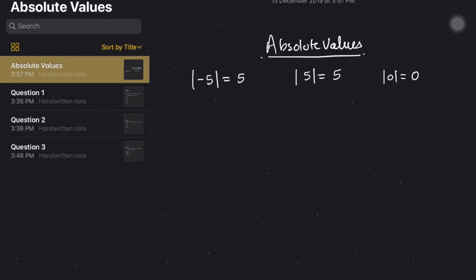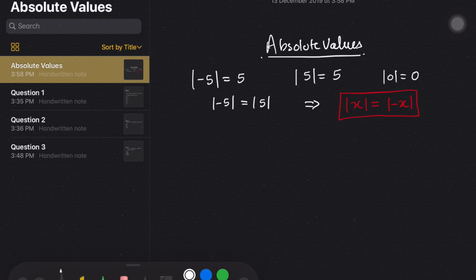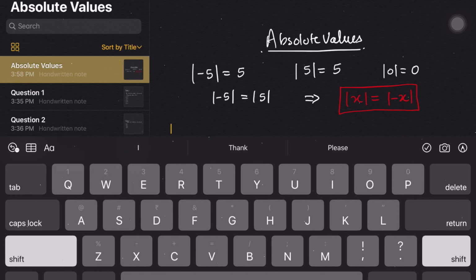Now, how is this tested on the test? It's like this. As we have seen that absolute value of -5 and absolute value of 5 stay the same, so we can take out our rule number 1 from here, which is absolute value of x and absolute value of -x is always the same. Now that's only just the starting. We'll move on to the new rules, but for that we need more examples.